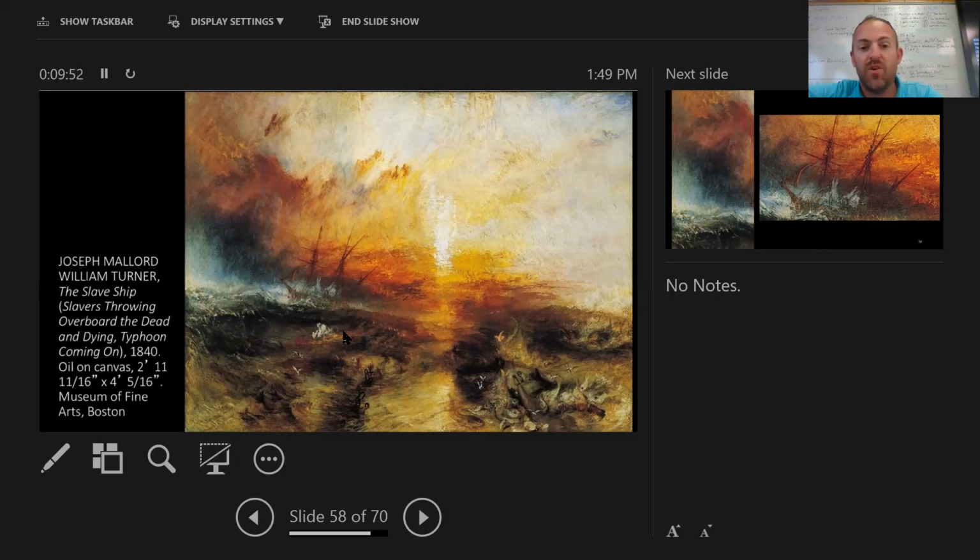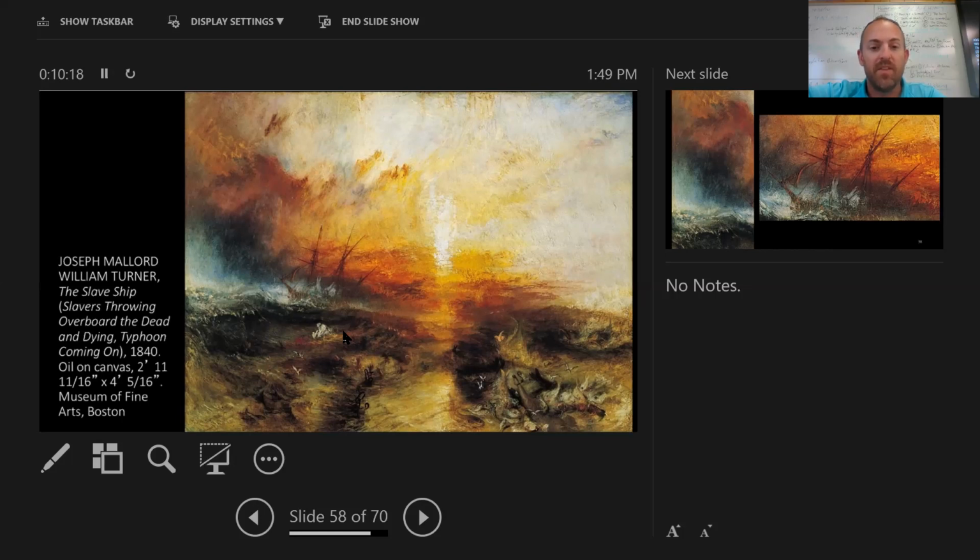And J.M.W. Turner wants to show that. This is during the time of abolition, by the way. This is shortly after Olaudah Equiano writes his famous piece, where he talks about his life on board these ships in the Middle Passage, right? This is a great example of the Middle Passage. And so what you see here is a typhoon coming, much like the poem, right?